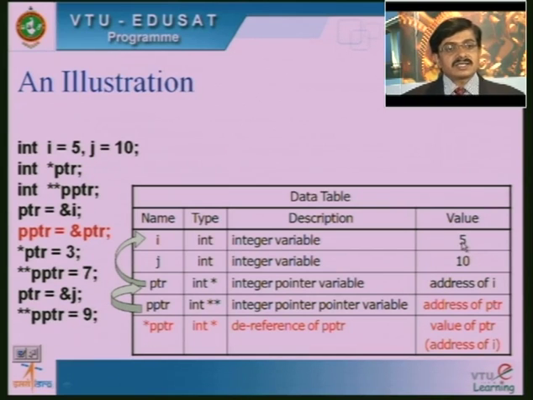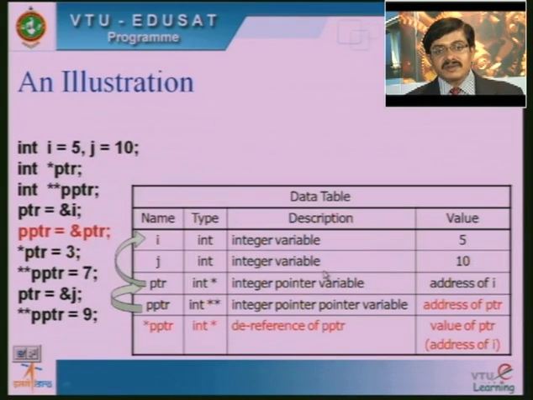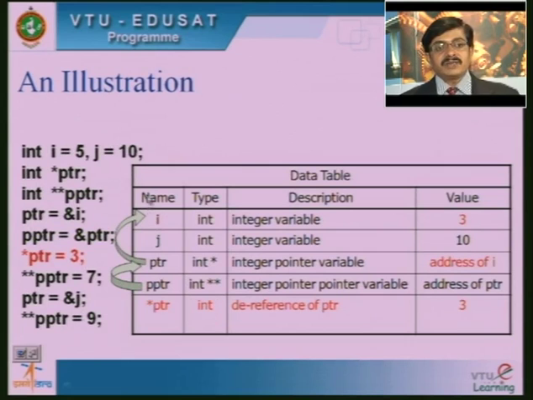Next, when I use *PTR = 3, the main meaning of *PTR is the value at address PTR. So what is the value of PTR? The PTR value is the address of I. Here, when I use *PTR = 3, the previous value of I was 5. You can see that the previous value of I was 5. Now it has been changed with the new statement *PTR = 3.